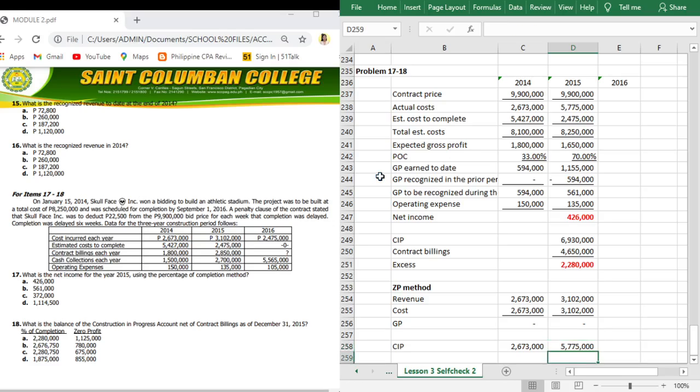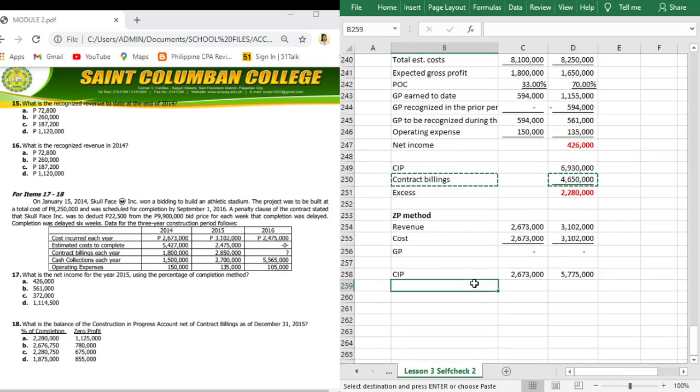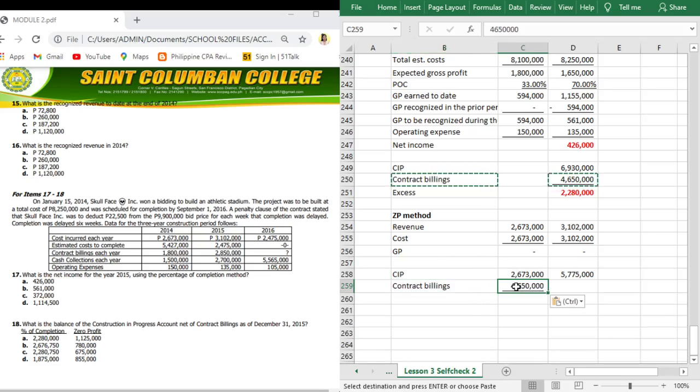Okay, so this is the construction in progress. Minus the contract billing. So, for the contract billing, same nang gihapon, minus 4,650,000.